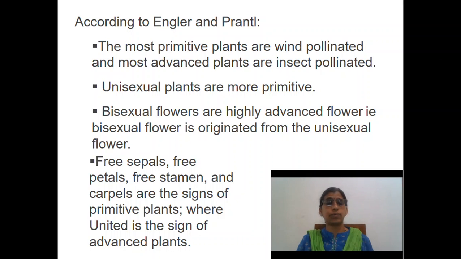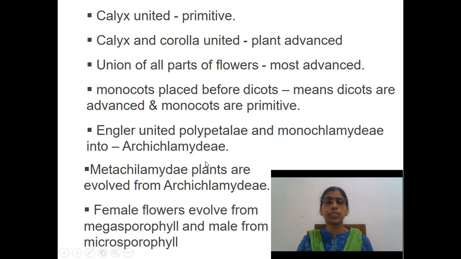According to this system, free sepals, free petals, free stamens and carpels are the signs of primitive plants, whereas united ones are the sign of advanced plants. If the calyx is united, it means that the plant is primitive. If the calyx and corolla are united, it means that the plant is advanced, whereas the union of all the parts of the plant represents the most advanced stage.